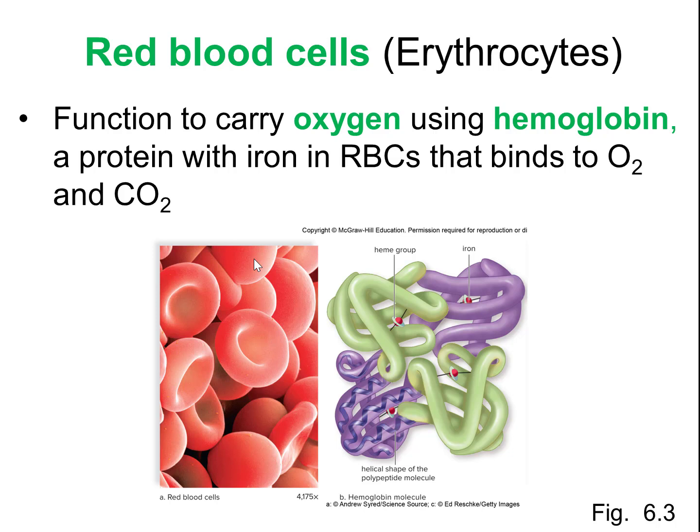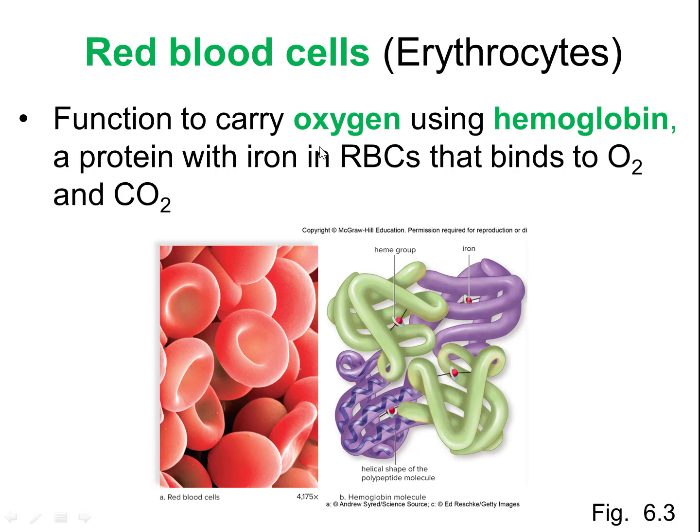So let's go through and talk about each one of these cells. The red blood cells, also called erythrocytes. Remember, cyte means cell, and erythro is for red. So the function of red blood cells is to carry oxygen. And how it carries the oxygen is through this protein called hemoglobin. This protein, hemoglobin, contains iron.